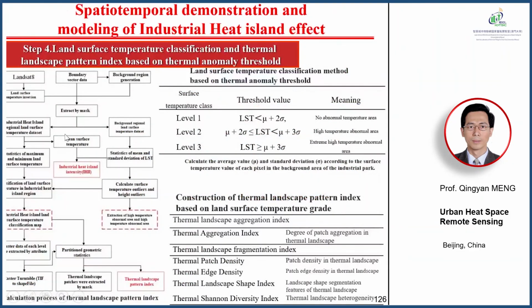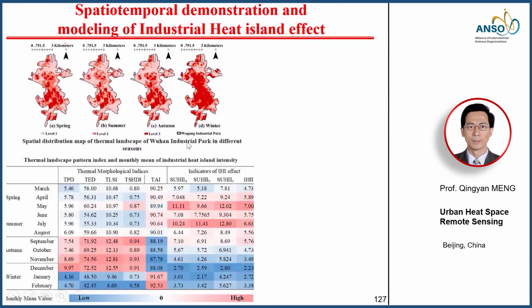Then we conduct the land surface temperature classification and the thermal landscape pattern index based on the thermal anomaly threshold, just like this, the different levels. And the construction of the thermal landscape pattern index is based on the land surface temperature grade. Yesterday, I introduced landscape indicators in urban green space remote sensing. Here we also use the thermal landscape pattern index to study it, at the different levels.